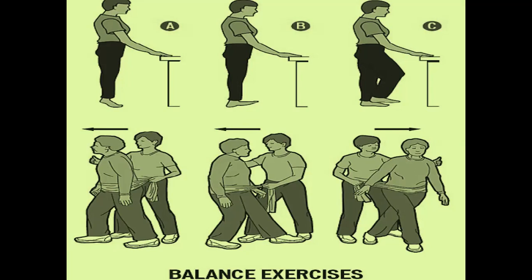Another one is one leg marching. One leg is completely stabilized with the ankle, and the other leg you have to lift. That is one leg marching. Ask them to hold it for a few minutes. That will enhance the balance and improve the quality of life of Parkinson patients.